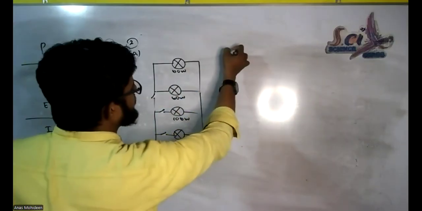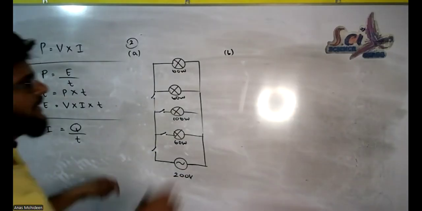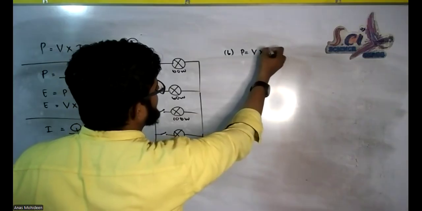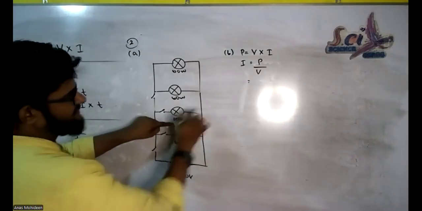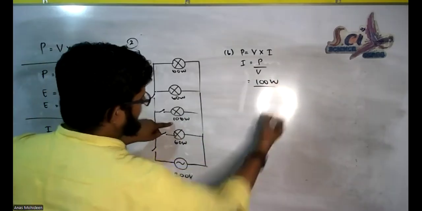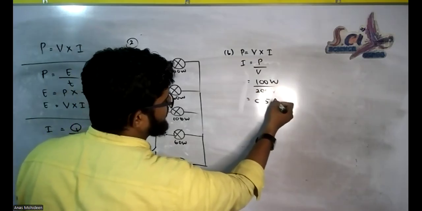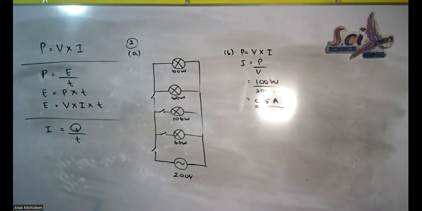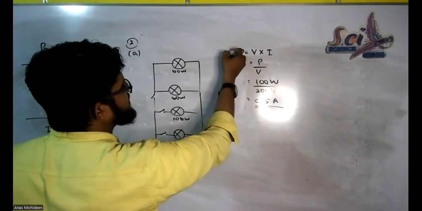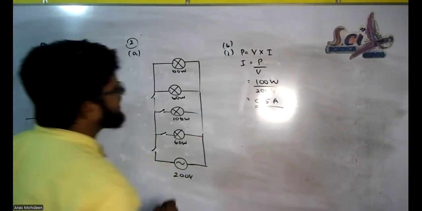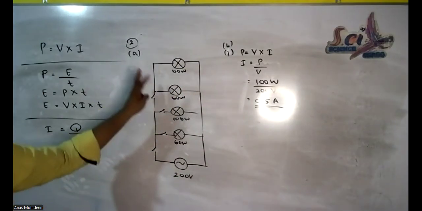So now for B, the question asked me to find out what is the current. P is equal to V into I. So I is equal to P over V. What is the wattage? 100 watts. Dividing by what is the voltage? 200. So 100 over 200, it is 0.5 ampere. So 0.5 ampere current is flowing. That is the I part. Right? So it's clear. None of the others are turned on.